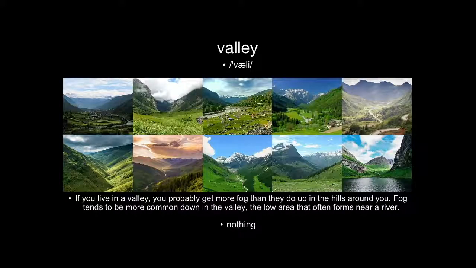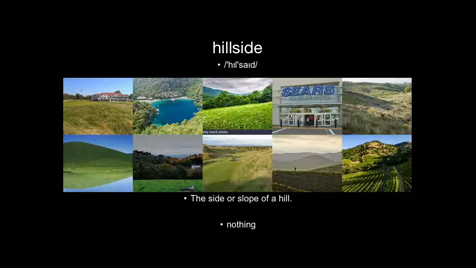Valley, valley. If you live in a valley, you probably get more fog than they do up in the hills around you. Fog tends to be more common down in the valley, the low area that often forms near a river. Hillside, hillside. The side or slope of a hill.